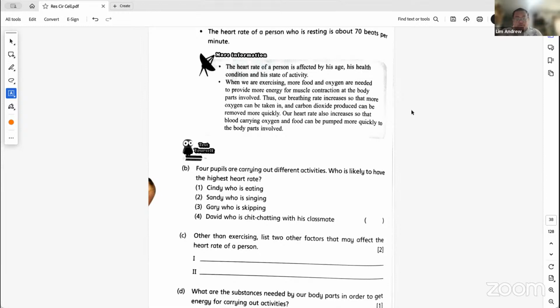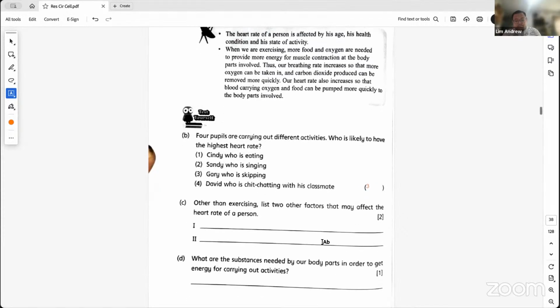Let's look at number 4. David, who is chit-chatting with his classmate. When you chit-chat, you're just sitting down or standing up and saying hello to each other. I don't think you will waste a lot of energy. So therefore, among all these 4 options, the only answer that we get is number 3, Gary, who is skipping.